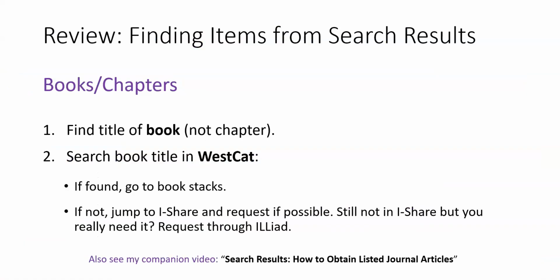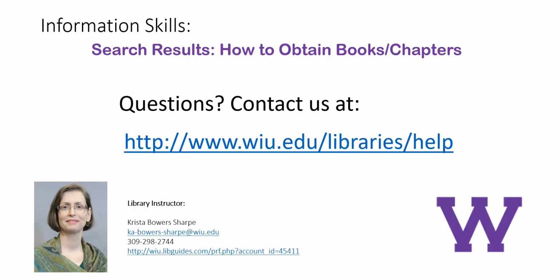A quick review. For books and book chapters, find the book's title and then search it in WestCat to begin with. If we don't own it, you can try requesting through the iShare state system or through WorldCat, which connects with Iliad. That was a brief overview on how to determine whether WIU owns or has access to books or chapters you may find while searching. I have a companion video for locating journal articles.